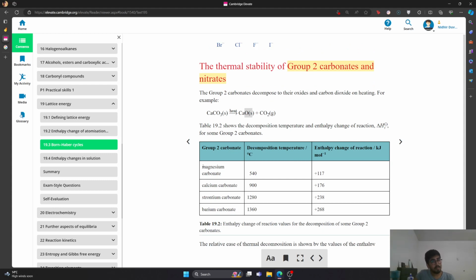If you are comparing magnesium carbonate, calcium carbonate, strontium carbonate and barium carbonate, which of these four is likely to break most easily? One easy way to understand it is at what temperature it breaks. This one breaks at 540, this one breaks at 1360. That means you'll have to heat this a lot more, so barium carbonate is more stable. In enthalpy terms it's the same as a plus sign: you're supplying energy. Here you have to supply a lot more energy, and here you have to supply less energy. It's the same kind of thing.